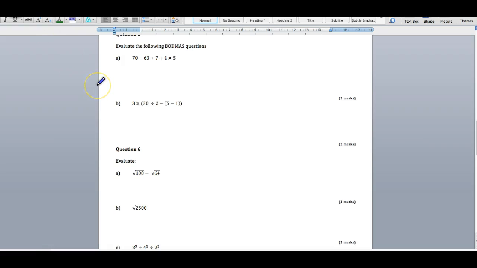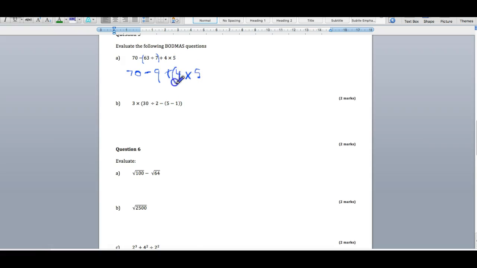All right, question 5. Evaluate the following BODMAS questions. So remember, we hug the division first. So let's do that first. Even though we've got this multiplication here, and you might want to do that at the same time, we're just going to do this bit now. We'll do one hug at a time. We've only got one set of arms to hug with. Okay, 63 divided by 7 is 9, plus 4 times 5.